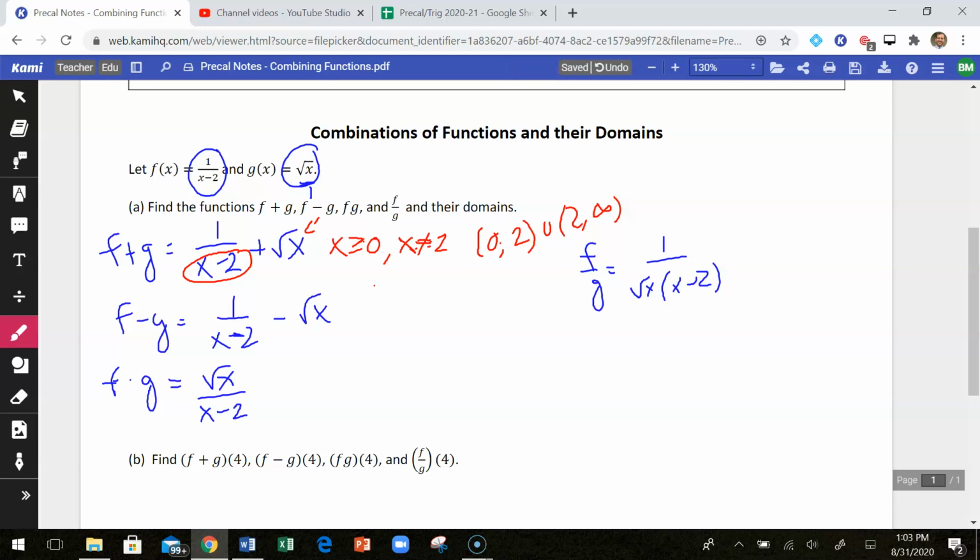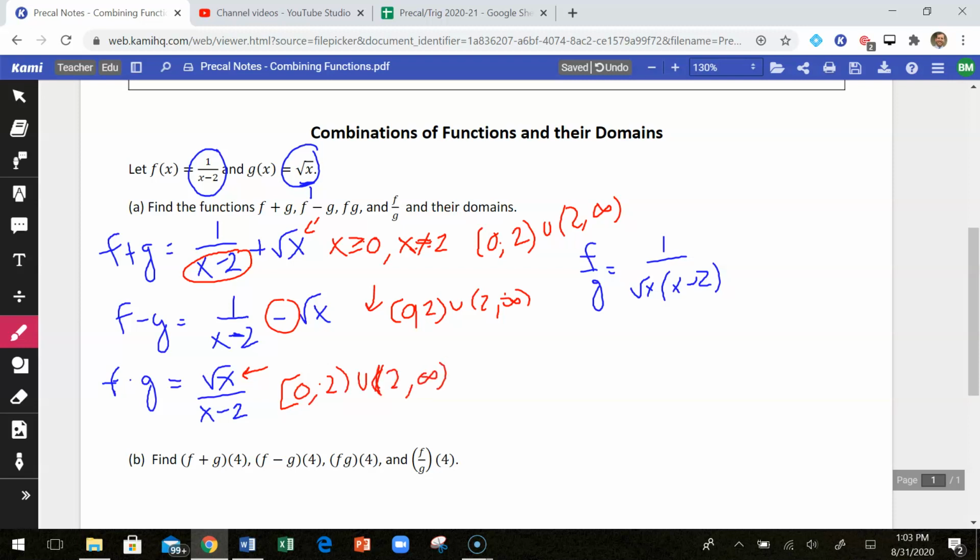The next one's going to be exactly the same as the first one, because I'm just subtracting. The only difference was I'm subtracting there instead of adding, so it's going to be the exact same as the first one. So 0 to 2, and then again from 2 to infinity. The third one, again, we've got the same thing here because I can't take the square root of a negative, and I can't divide by 0. So again, we're going to have from 0 to 2, and from 2 to infinity.